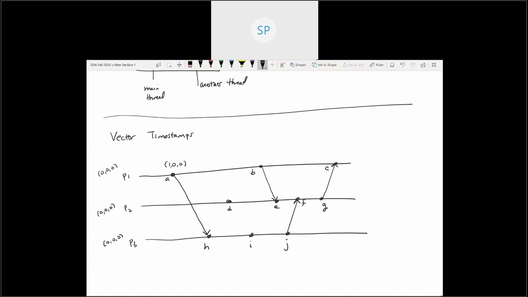Now, when we have a receive, so event H, say down here, let me actually write this in a different color.